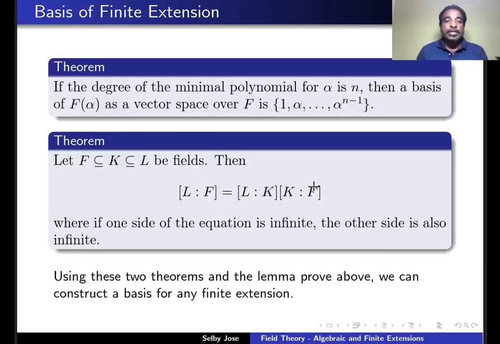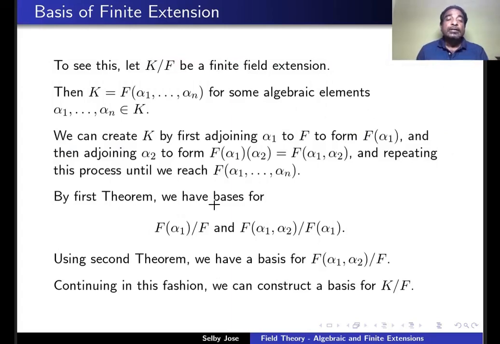The first theorem says that if you have a simple extension F of alpha over F, and if the degree of the minimal polynomial of alpha is n, we have a basis 1, alpha, ..., alpha raised to n minus 1. Using this theorem, we have a basis of F of alpha 1 over F and F of alpha 1, alpha 2 over F of alpha 1. By the second theorem, we have a basis of F of alpha 1, alpha 2 over F. So continuing in this fashion, we can construct a basis for K over F.